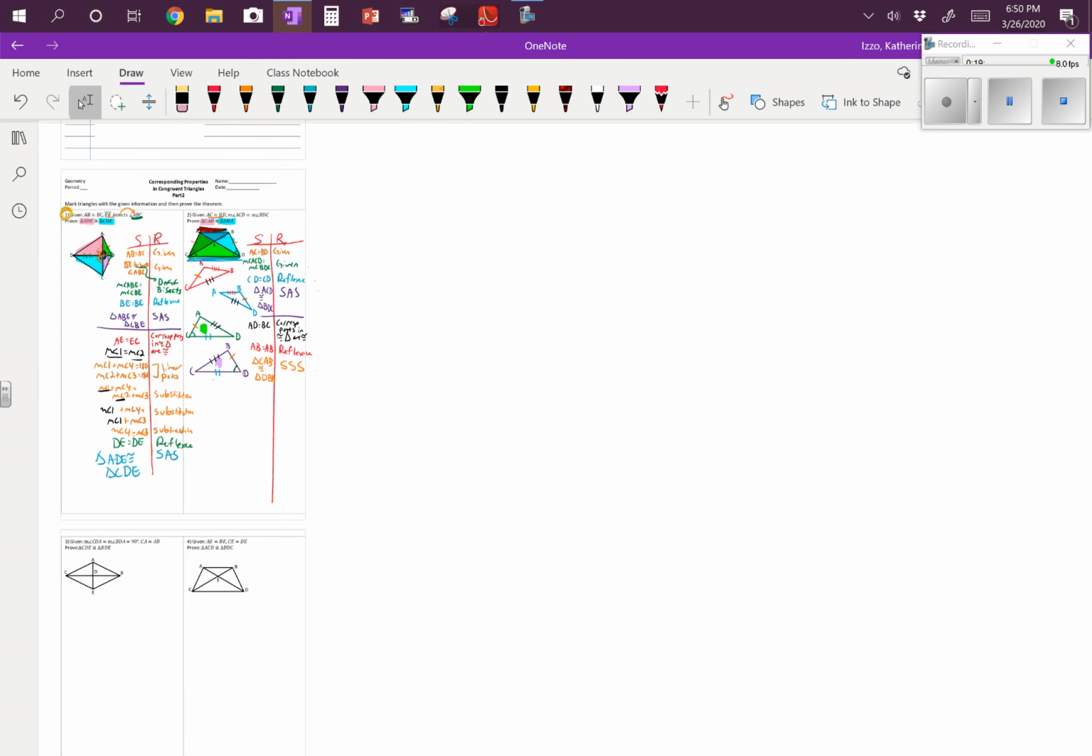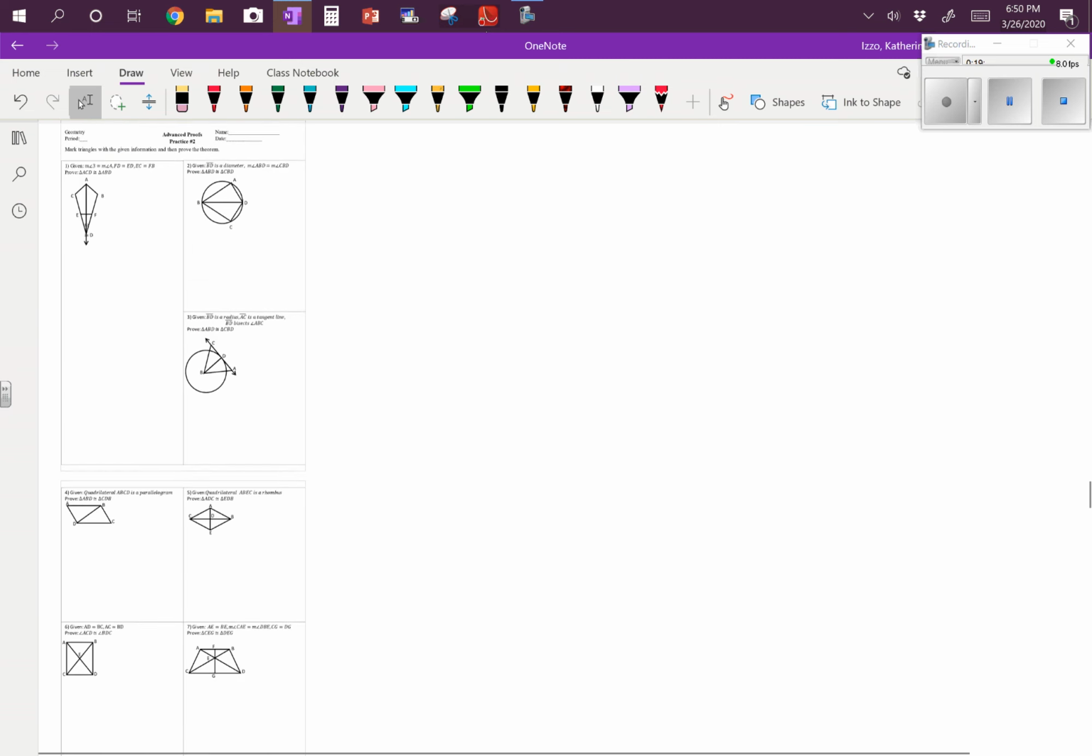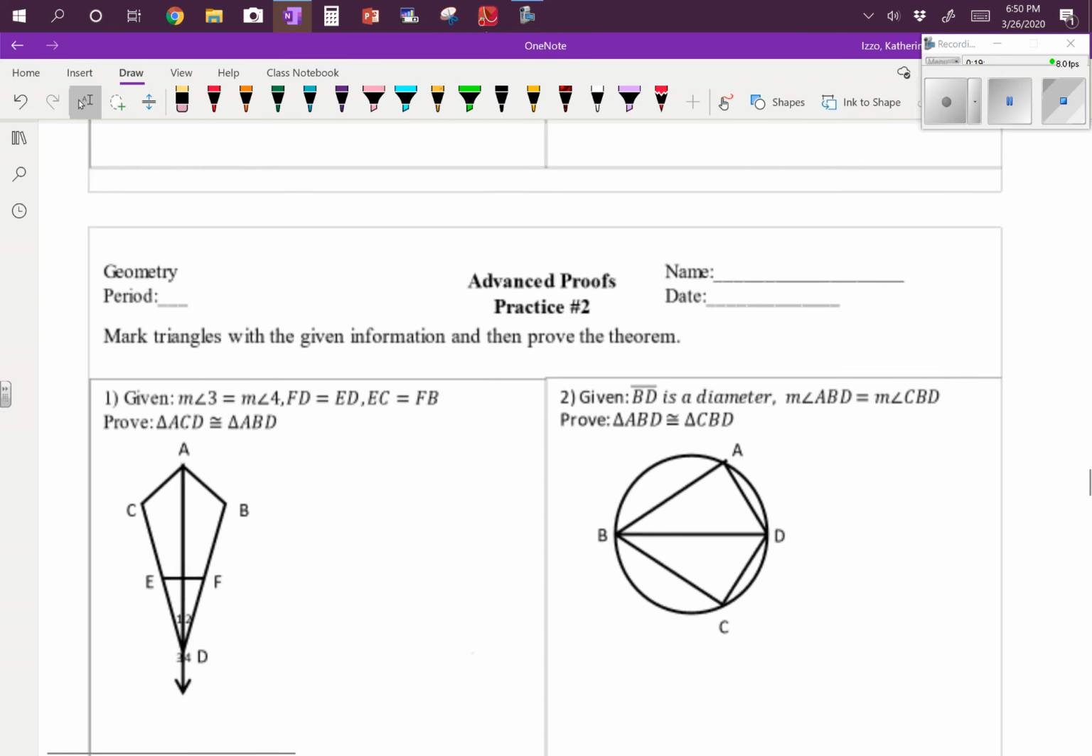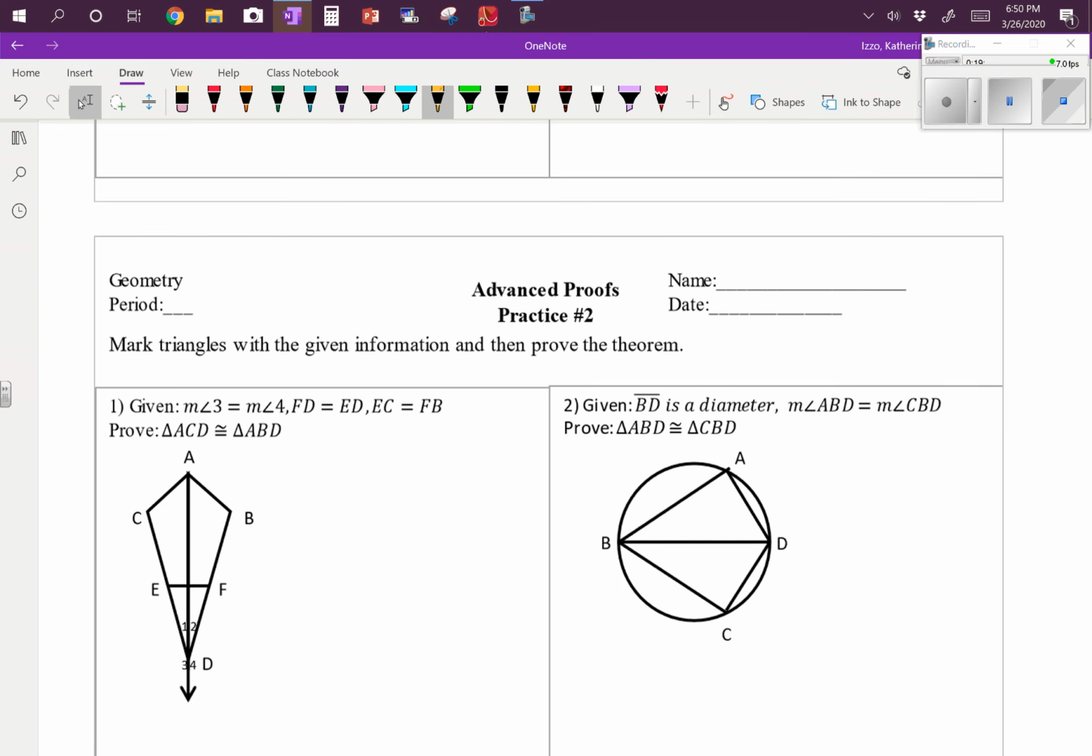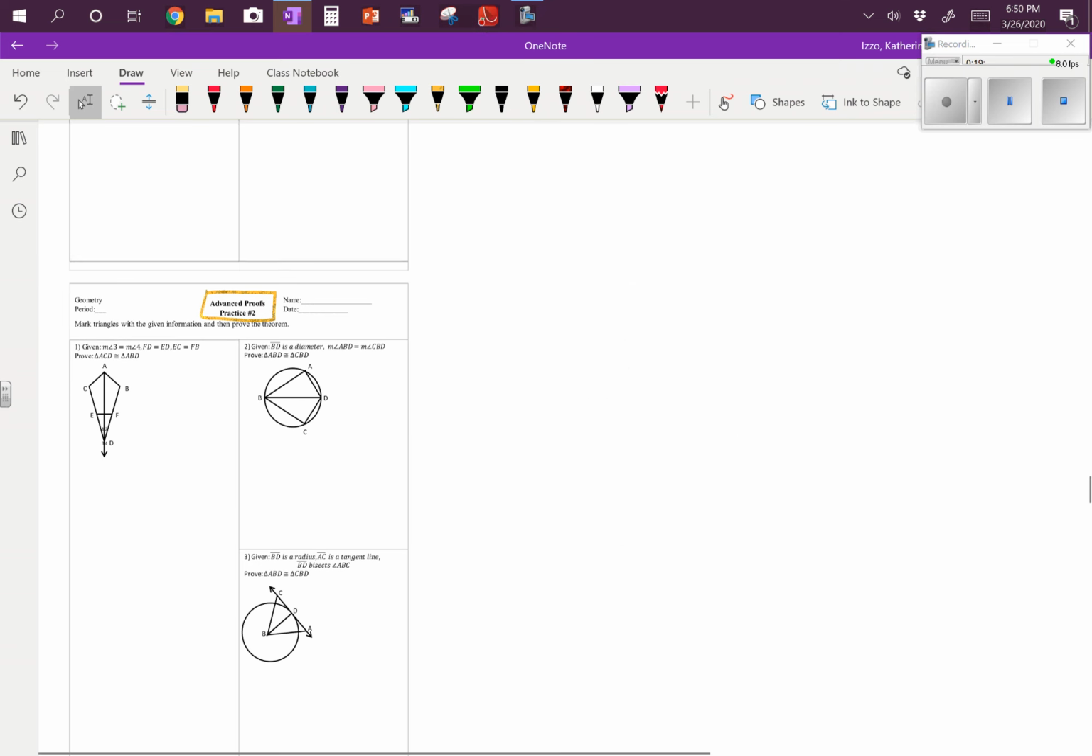All right, let's take a quick look at what I want you to do next. What I want you to do next is take a look at these advanced proofs practice 2. Advanced proofs practice 2. And I want you to start trying to do this. I want you to start doing your statement and reason charts, and I want you to see how many of these you can do.